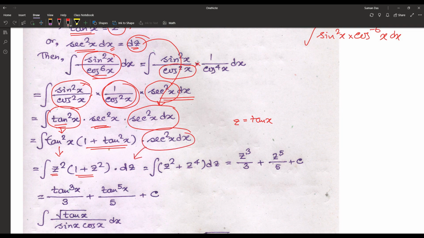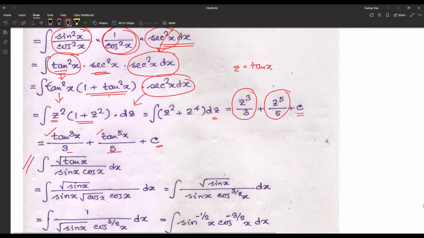So simply a multiplication, z square plus z to the power 4 dz, and we are getting the result as z to the power 3 by 3 plus z to the power 5 by 5 plus the integration constant. Now put the value of z back as tan x. So that becomes tan cube x by 3 plus tan to the power 5 x divided by 5 plus the integration constant. And that is the final result.